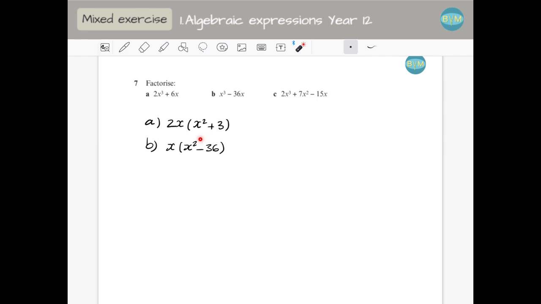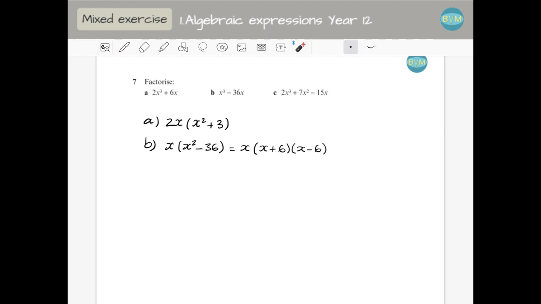But in this case, we can factorize this quadratic. It's a difference of squares. So we can write x, and instead of that bracket, we can write x plus 6, x minus 6. And these are our three factors. So sometimes you are trying to look for linear factors. Sometimes you won't be able to because you don't have linear roots, or real roots, sorry.